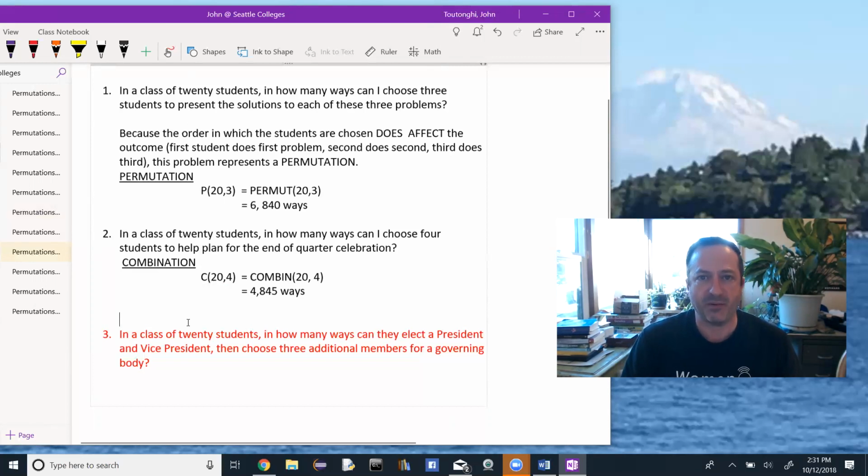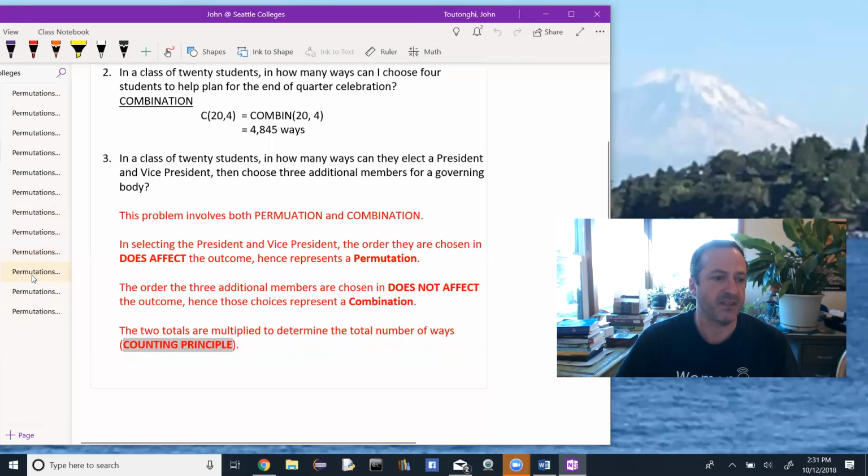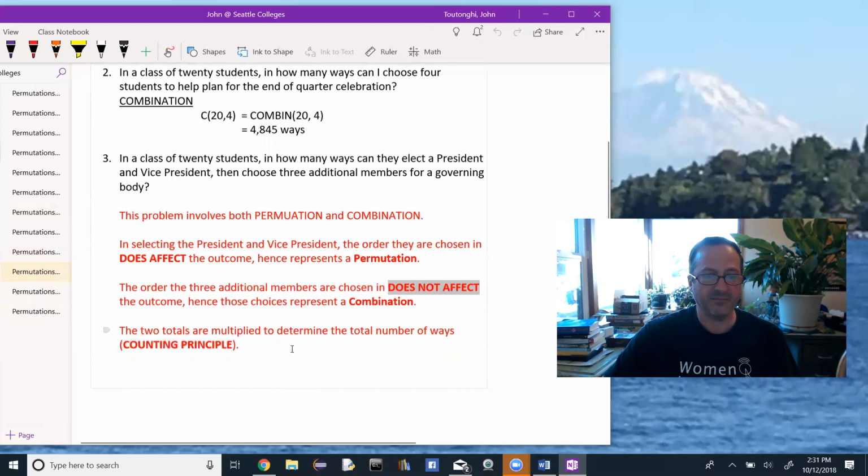So for the first 2 people, we have a permutation. For the second set of people, we have a combination, and for the total number of ways this can occur, we have to multiply those 2 things together. So this problem involves both permutations and combinations. Again, selecting the president and the vice president, the order they are chosen in does affect the outcome, hence that represents a permutation, and the order the 3 additional members are chosen in does not affect the outcome, hence that's a combination. And again, we'll multiply the 2 together to find the total number of ways, and that's an application of the counting principle.